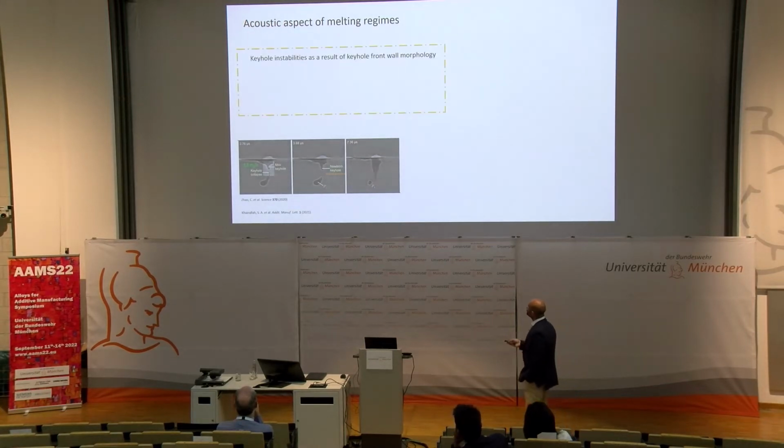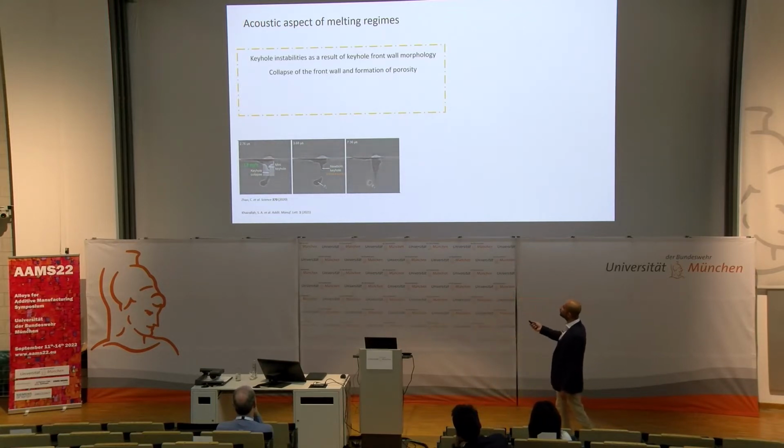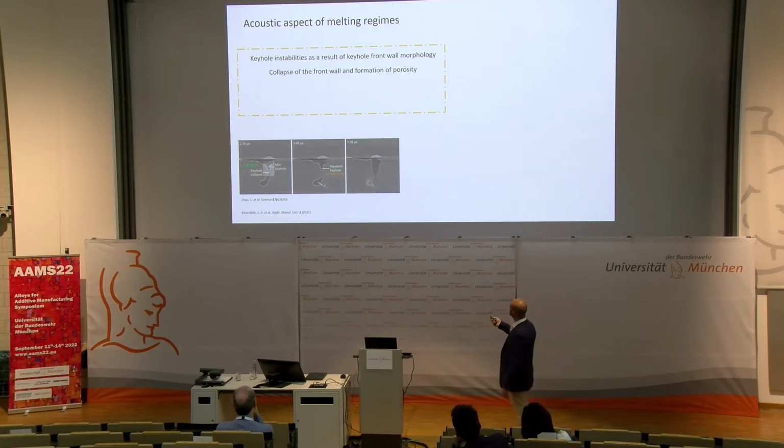Of course, many studies have used in-situ imaging in the past 2 years, and it's been clear that the start of the instability comes from the keyhole front wall morphology, which in turn results in the collapse of the keyhole, and then you have a newborn keyhole because of the detachment of this porosity.